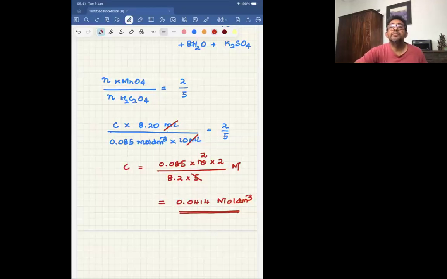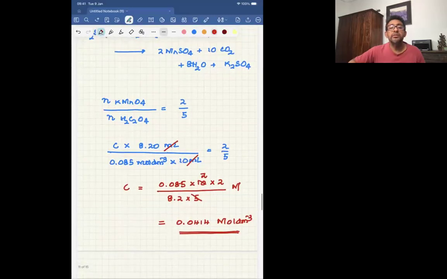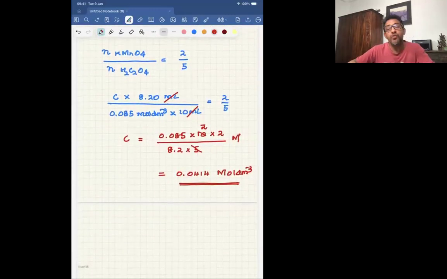Grams then, sir, 10 to the power minus 3. What is that? Point zero. Right. Okay. Thank you. This is the correct answer: 0.0414 moles per cubic decimeter.